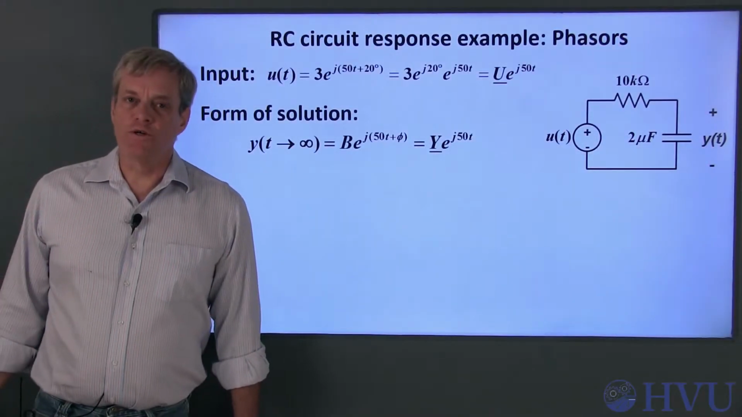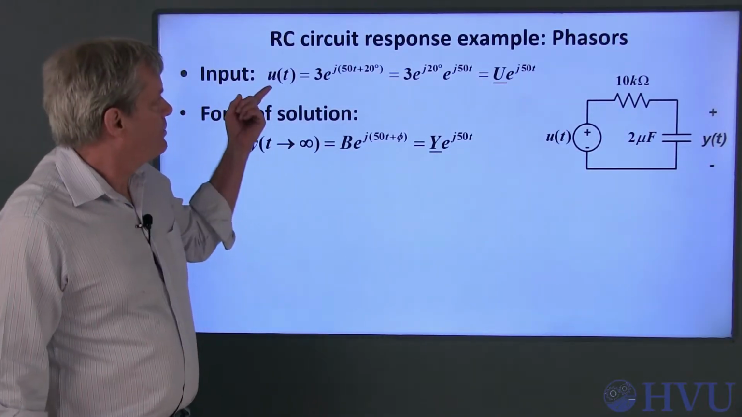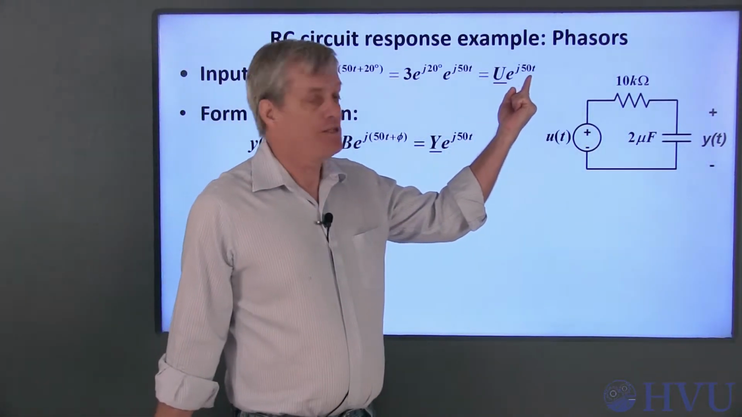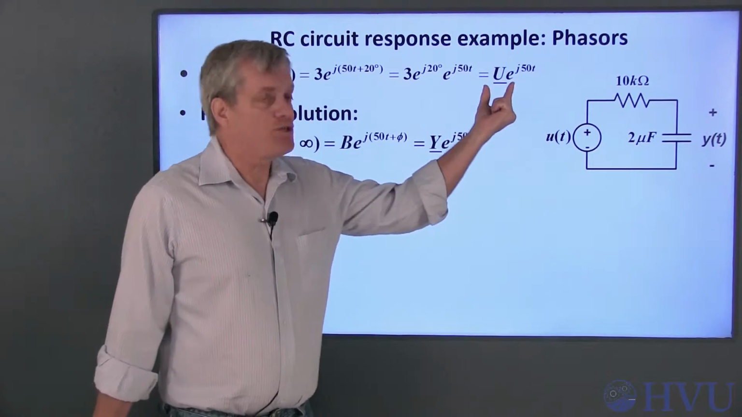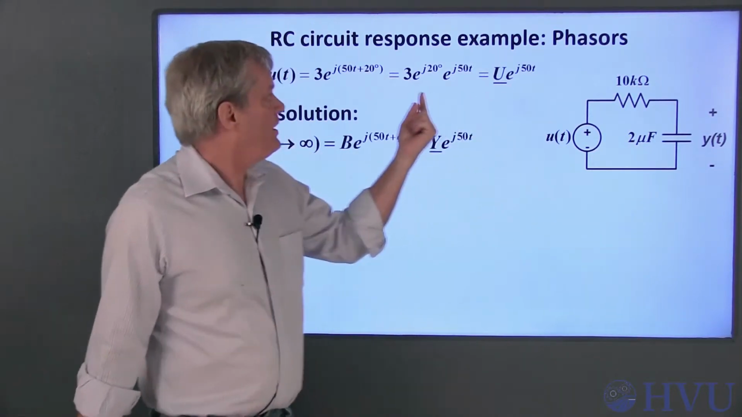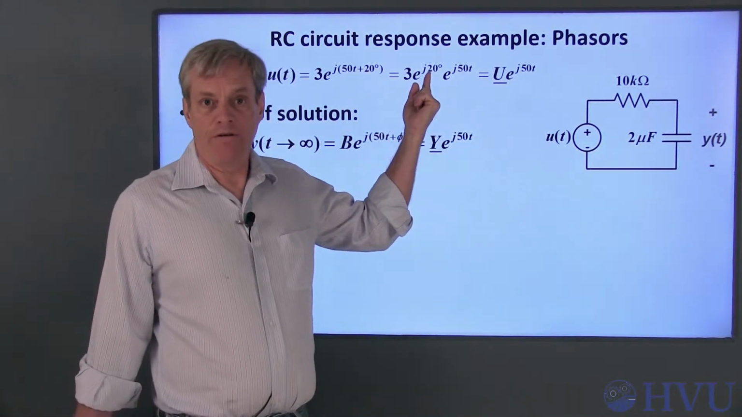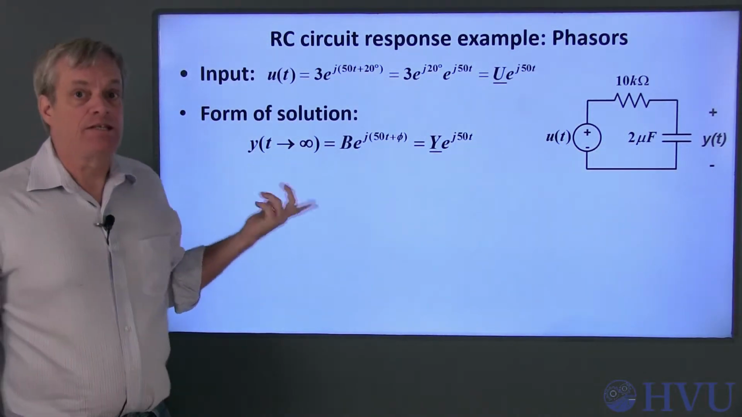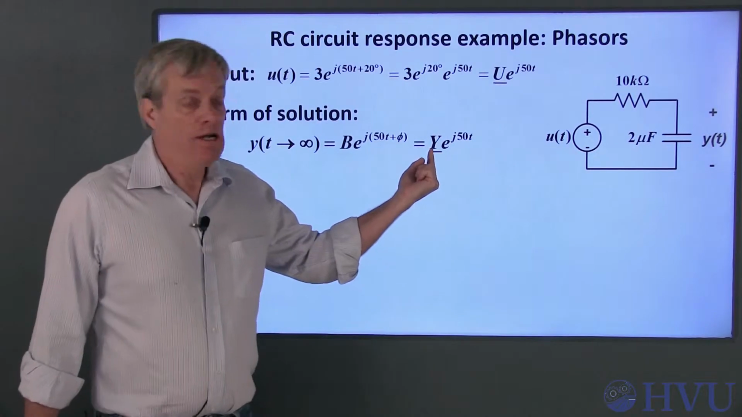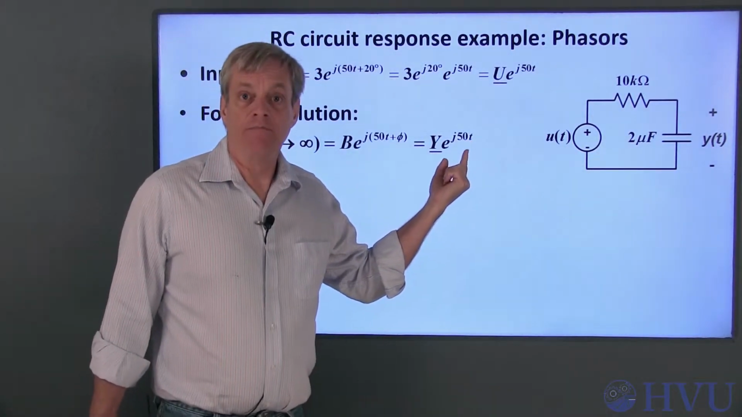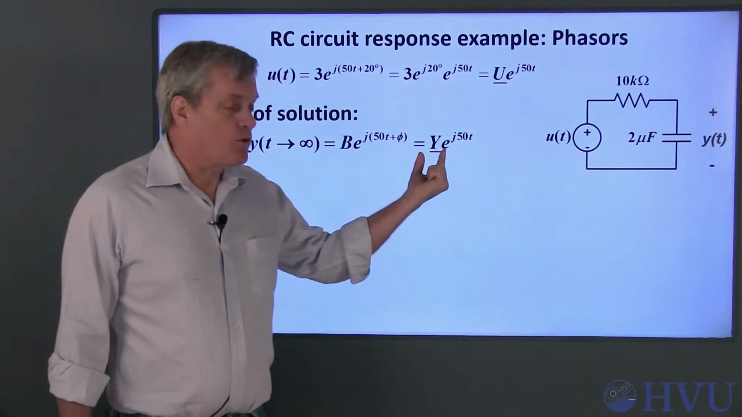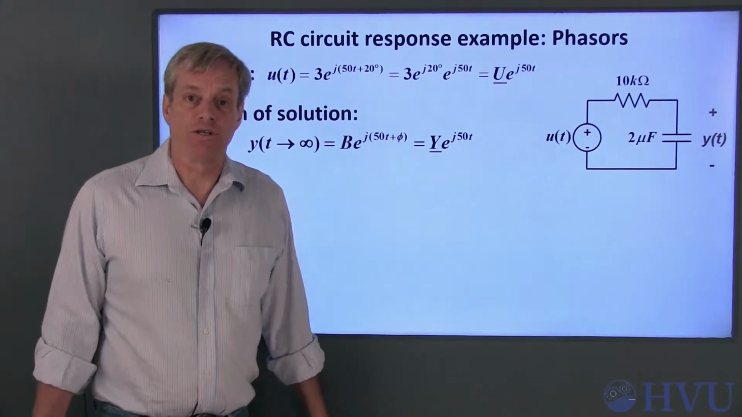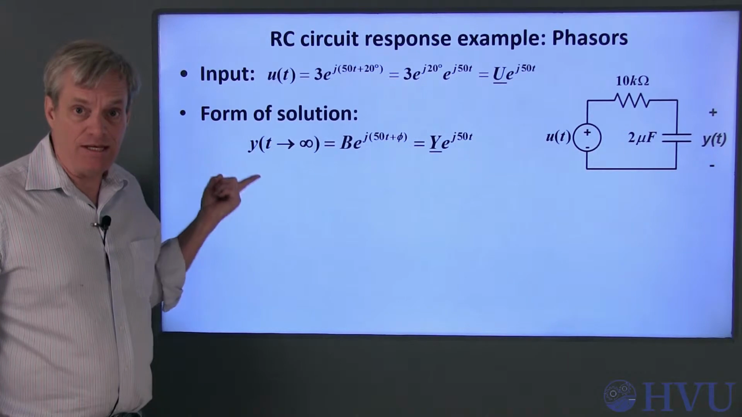If we use phasor notation in this problem, the input u of t is a phasor u underscore times e to the j 50t. The phasor for the input is known. It's 3 times e to the j 20 degrees. In phasor form, the output y of t is a phasor y underscore times e to the j 50t. The phasor y underscore is unknown. We need to determine its magnitude and phase angle in order to determine the response y of t.